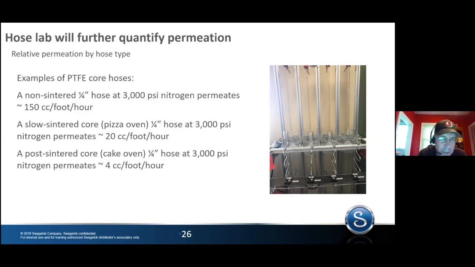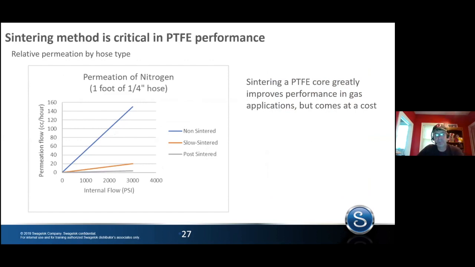If we take that same core and we do what's called a post-sintering method, which is more costly, takes more time, but it puts the entire core into an oven and similar to baking a cake. That same core tube drops to 4 cc's per foot per hour. So that 150 cc's of gas loss, nitrogen loss, drops to 4, almost 40 times improvement, which is obviously very substantial. This shows basically the same numbers, just graphically.